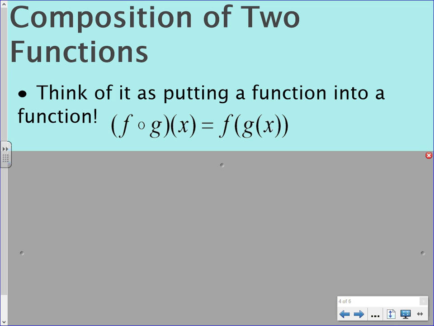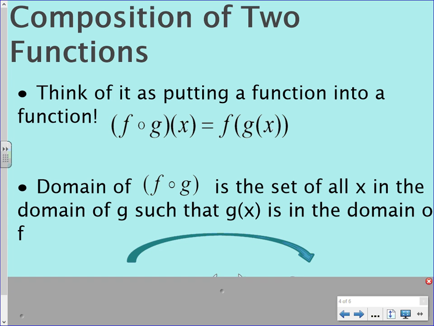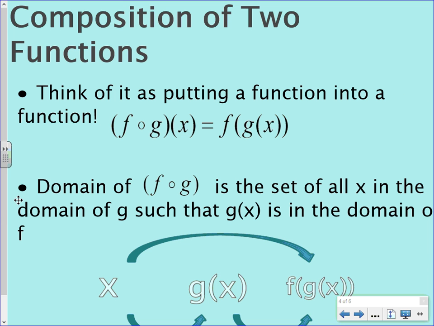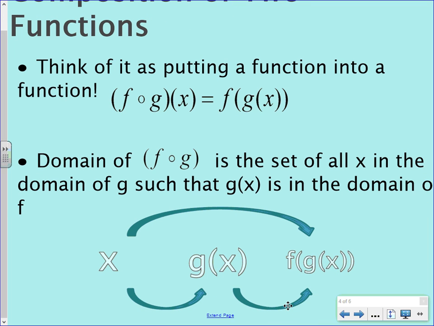So here's the definition of the domain. The domain of the composition are all the x's in G that are okay to be in the domain of the composition. And I'll explain to you what that means. All right?